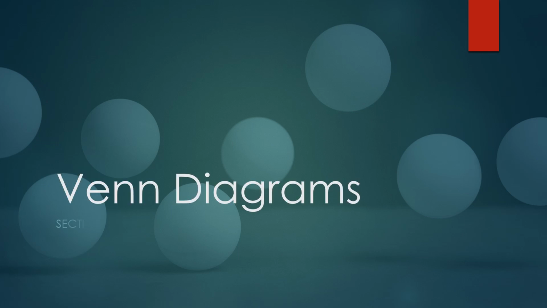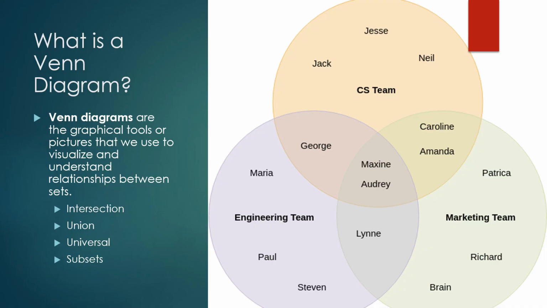In this video, we're going to talk about Venn diagrams. This will focus on sections 1.3 through 1.5 of the textbook. So what is a Venn diagram? Venn diagrams are a graphical tool, or pictures, that we use to visualize and understand relationships between sets. Those concepts are going to be intersection, union, universal set, and subsets.